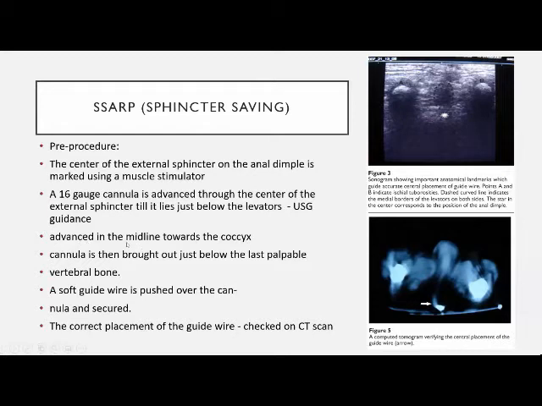This needle is advanced in the midline towards the coccyx. A cannula is then brought out just below the coccyx, that is, just below the last palpable vertebral bone, through this site. So a soft guide wire is passed, and the position of it is confirmed by doing a CT. All this is done pre-operatively.